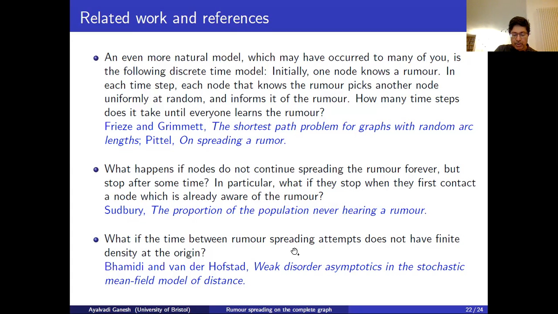I mentioned that for the first passage percolation version of the model, the rumor spreading time is not sensitive to the density of the edge weights. It only depends on the density at the origin. And that's true if it's finite density at the origin, but what happens if it's infinite density? So you can look at this paper for that.